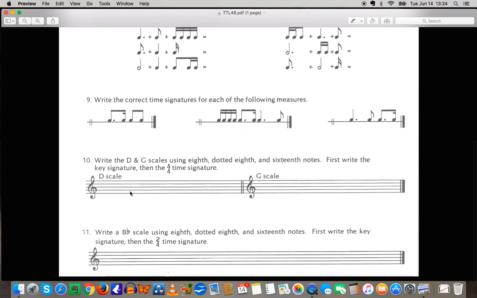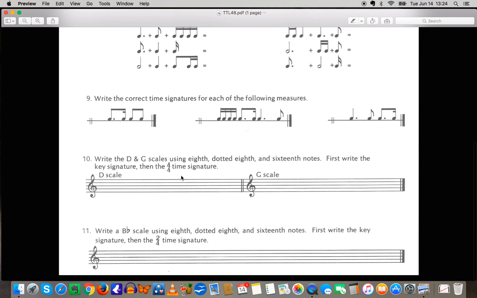Okay. Now I bet you didn't expect this. This is coming from a couple lessons back, a couple reviews back actually. You need to write a D major scale using 8th, dotted eighths, and 16th notes. First write the key signature, and then the 4/4 time signature. So you've got to remember how many sharps are in D, how many sharps are in G, and how many flats are in B flat.